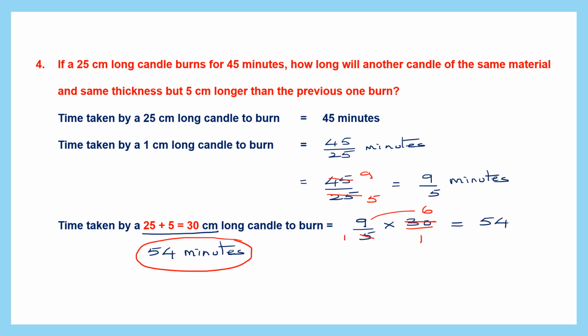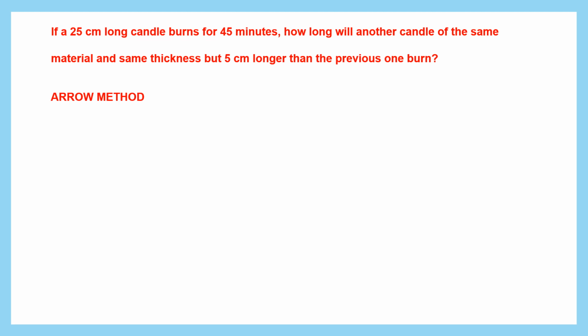We're going to do this now in the arrow method. So let's do that. Here the question is the same. We have the 25 centimeter long candle that burns for 45 minutes. How long? This is the question. How long means the time. We're talking about the time that the candle will take. So time we don't know. So let's call it X. Let the time taken be X.